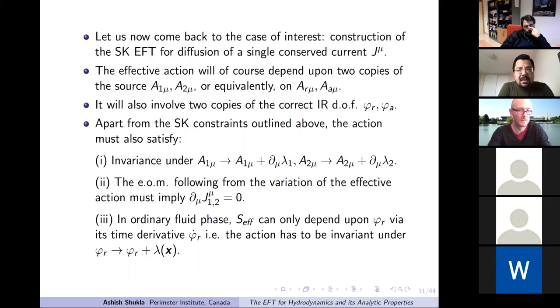So this was a general summary that I wanted to give of the Schwinger-Keldysh approach before we jump into our example of interest, which is the construction of this effective field theory for the diffusion of a single conserved current J mu. So are there any questions?